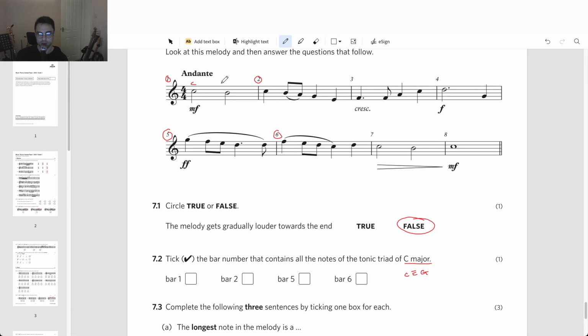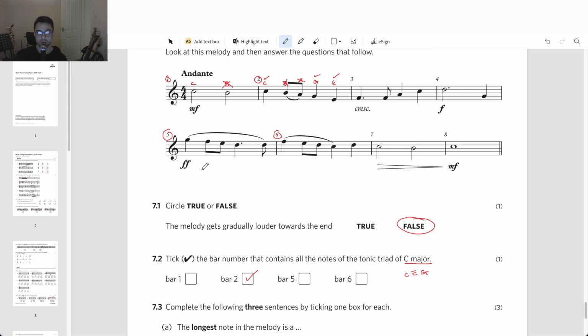That's a C, and that's a B. So that couldn't be it anyway, because there's only 2 notes in that bar, and we need 3. But B is not in the tonic triad of C major. Right, what about this one? Yeah, we got a C. Okay, we got a B. That's not in. A, that's not in the tonic triad. G, yes, that is. There's G there. And E. All right, so we found our bar. It's bar 2, C, E, and G.